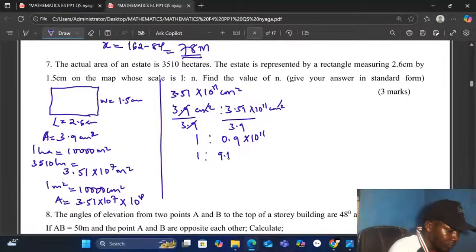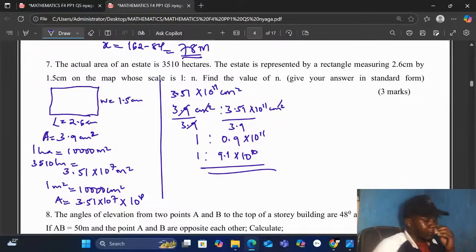9.1 times 10. So we reduce 1 power because of the decimal that we moved, power 10. So this is what we have as our ratio. It is ratio 1 to 9.1 times 10 power 10. That way, that one becomes our answer.